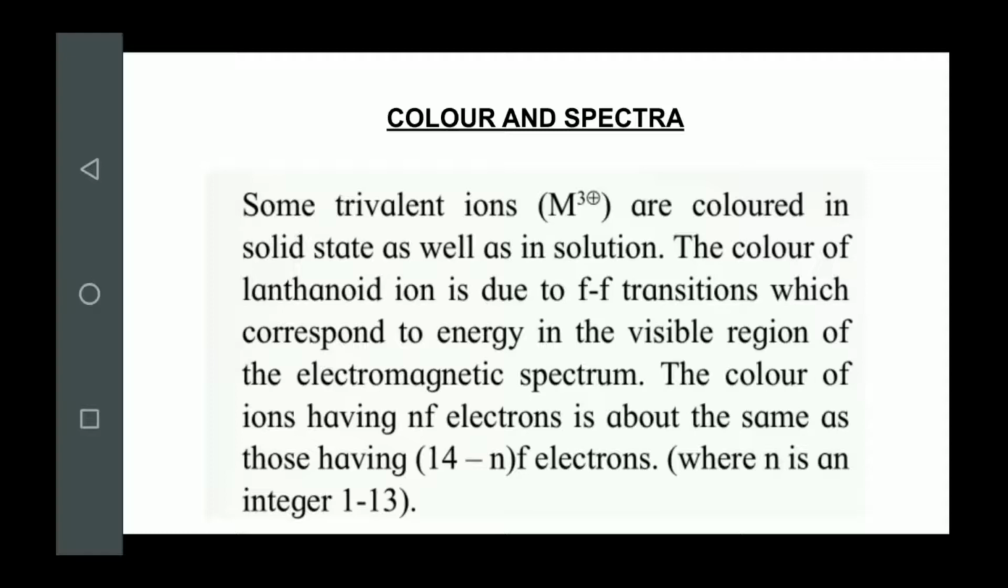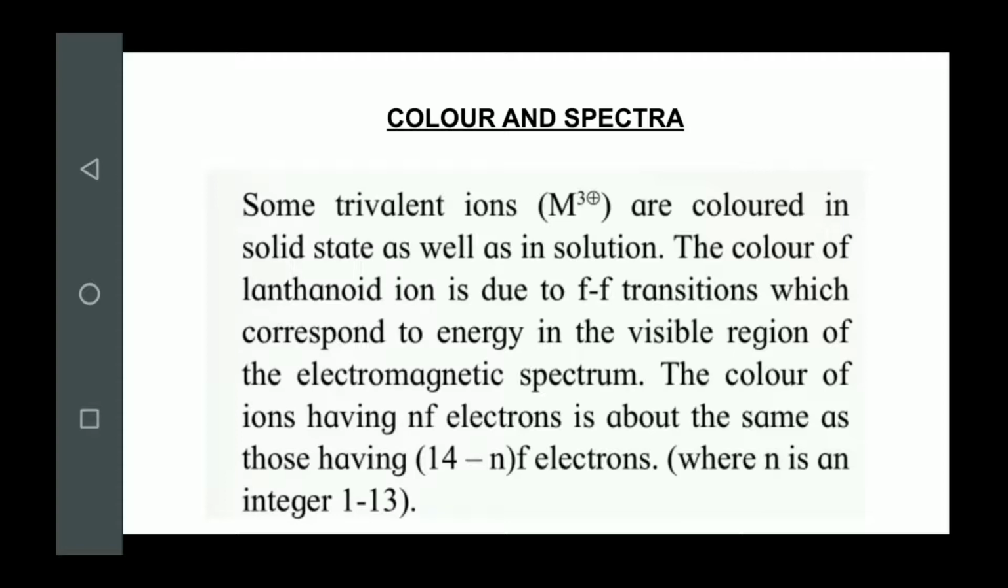of the electromagnetic spectrum. That is, visible light contains enough energy which can be absorbed by the electrons present in the f orbital, and they may undergo f-f transition, emitting radiation of a particular wavelength that will be responsible for the color of that particular ion or compound. The colors of ions having nf electrons is about the same as those having 14 minus n f electrons, where n is an integer from 1 to 13.